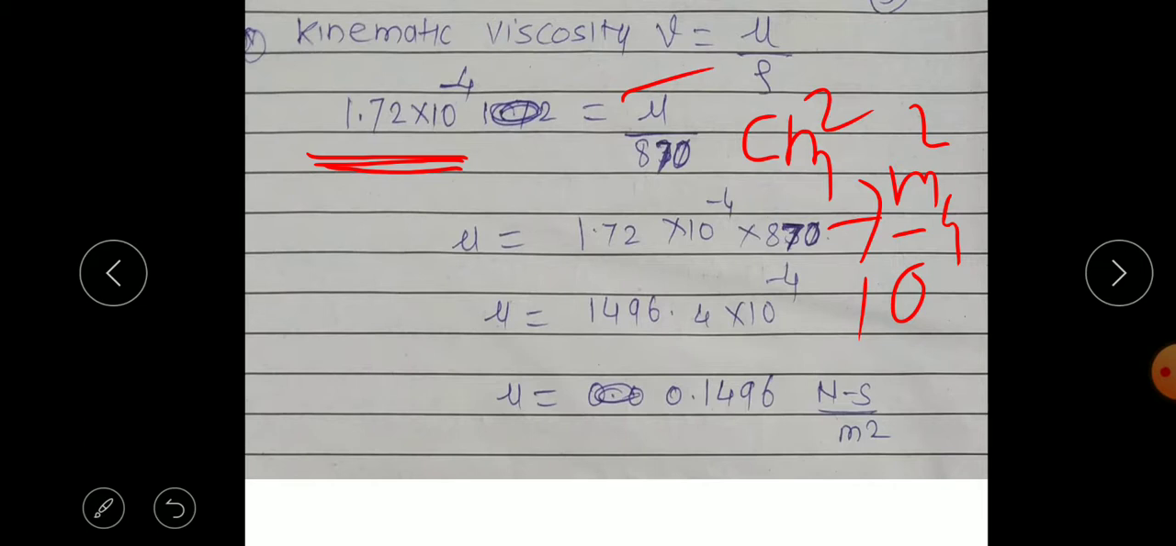Kinematic viscosity is mu by rho. So mu upon density, which is given as 870. Unknown is mu. So we can find mu as 1.72 × 10^-4 into 870. So we get the answer 1496.4 × 10^-4. So mu is equal to, this is in meter square per second, so removing 10^-4 we get Newton second per meter square. So mu is equal to 0.14.